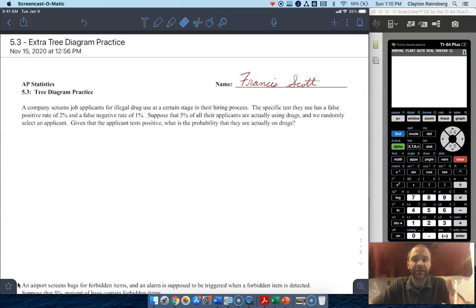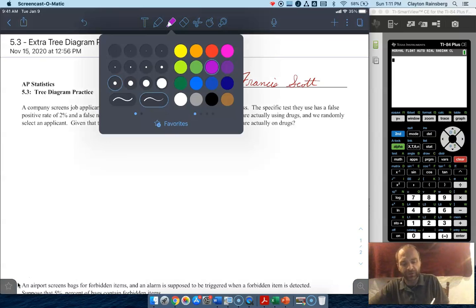So in the first prompt, we have a company that screens job applicants for illegal drug use at a certain stage in the hiring process. This specific test has a false positive rate of 2%, that sounds low, and a false negative rate of 1%, still a low number. Suppose that 5% of all the applicants are actually using drugs, and we randomly select an applicant. Given that the applicant tests positive, what is the probability they are actually on drugs? And that's our final goal.